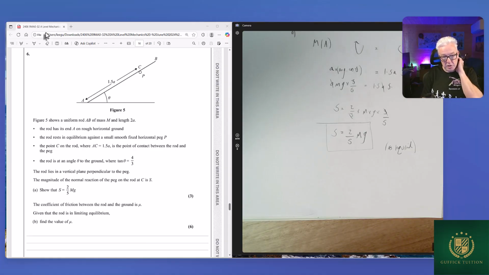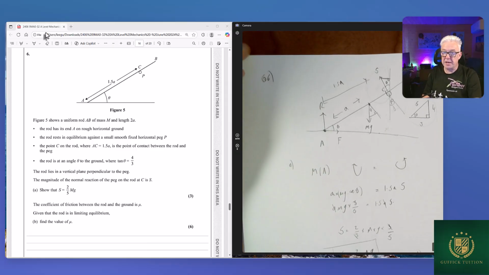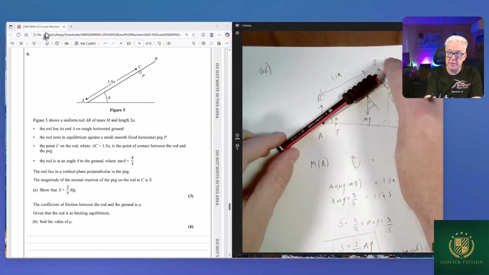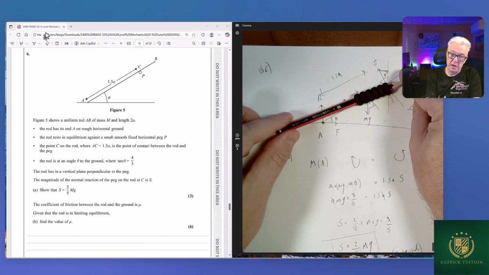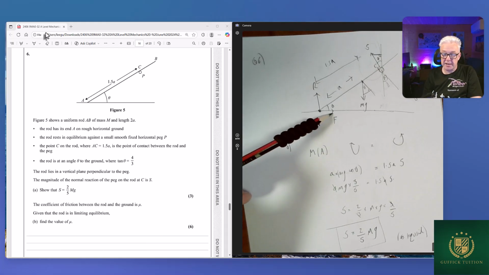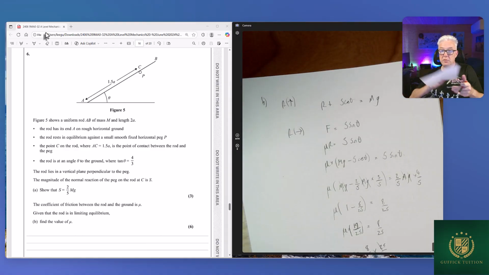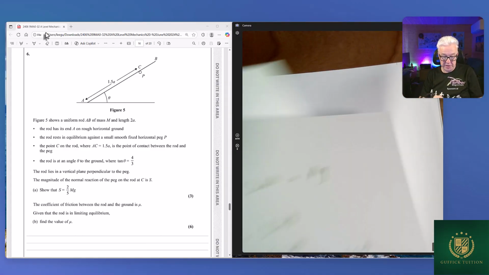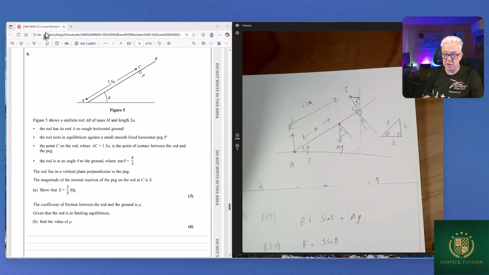Now, the coefficient of friction between the ground and the rod is mu. Given that the rod is in limiting equilibrium, find the value of mu for 6 marks. Okay, so basically the rod is in limiting equilibrium, which means it's on the point of slipping down, which means that friction is acting towards the right-hand direction. So we're now going to resolve vertically and resolve horizontally in our diagram and see what we get. Okay, let's get our sketch there.